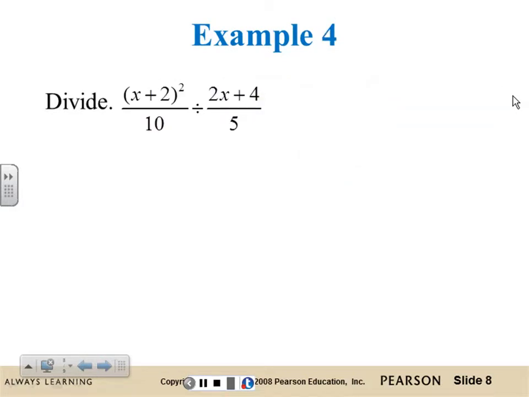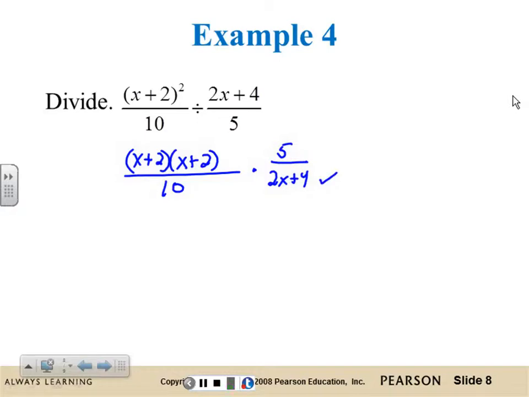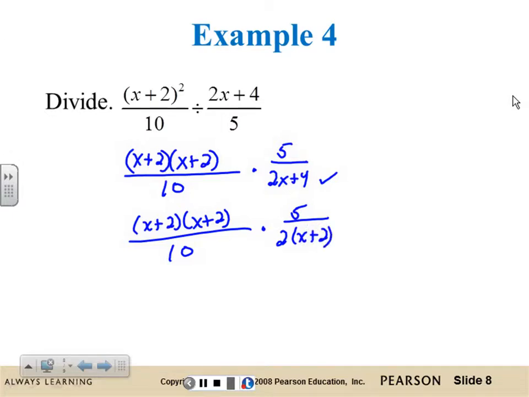Let's try again. So I have x plus 2, and I'm going to go ahead and expand that, over 10 times 5 over 2x plus 4. Alright, so there's only one thing that I can factor, and that's this one here. So I'm going to leave everything alone, and I'm going to factor a 2 out of this one. Alright, so now I'm ready to reduce.